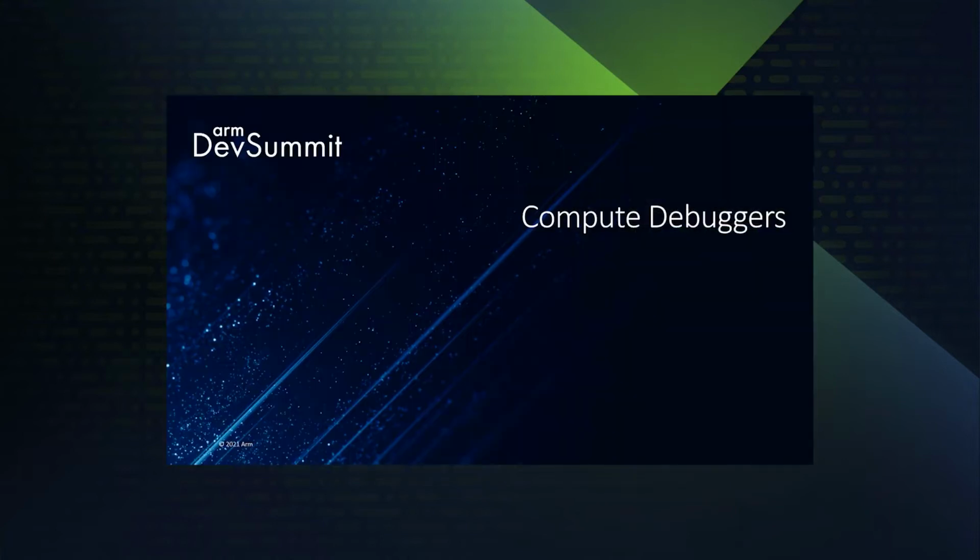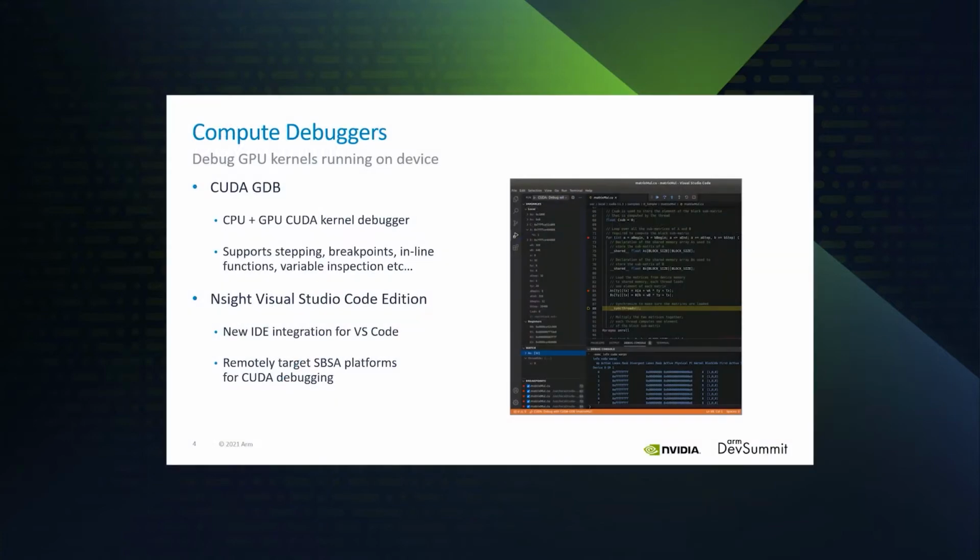First, let's talk about our compute debuggers. CUDA GDB is our classic Linux backend for debugging both GPU code running on the device as well as CPU code on the host. It supports things like breakpoints, stepping through the code, understanding inline functions, variable inspection, all the things you would expect from a common debugger.